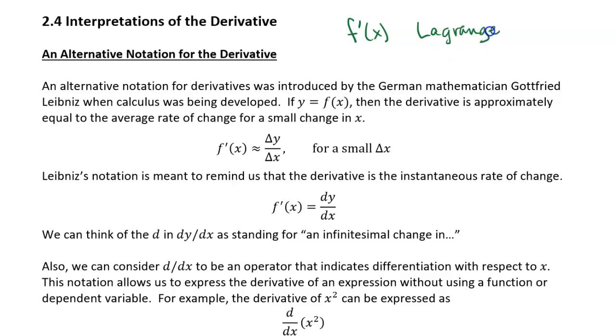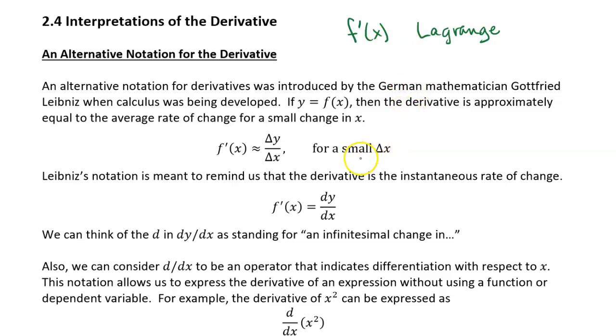Okay, at the time that Newton and Leibniz invented calculus, there was no such thing as a function. The idea of a function was not a thing. So this f prime notation that we've been using was invented later.